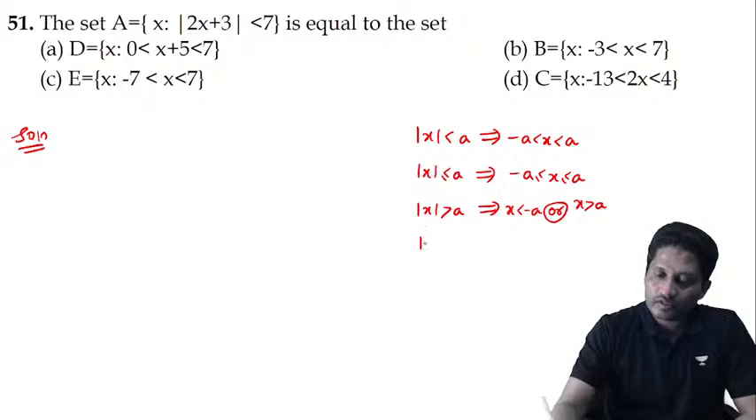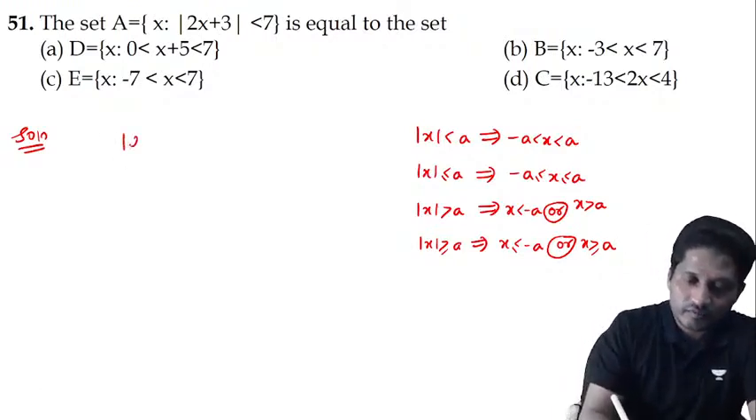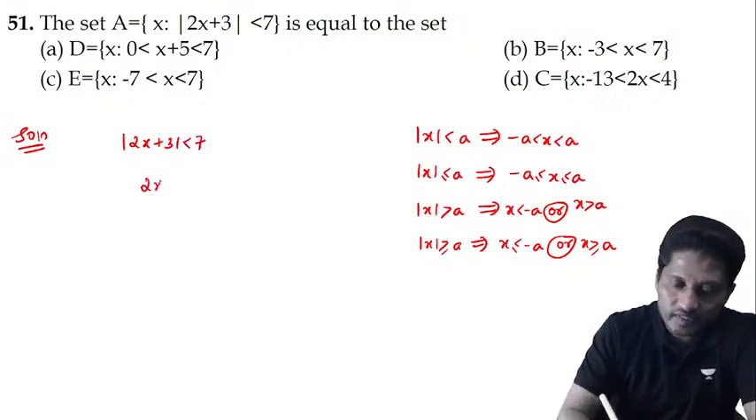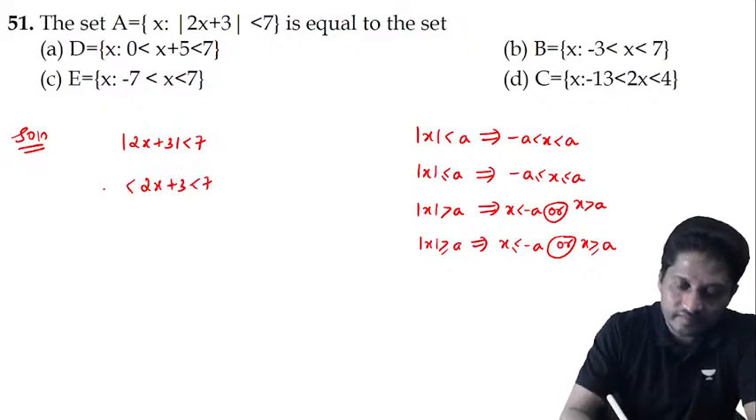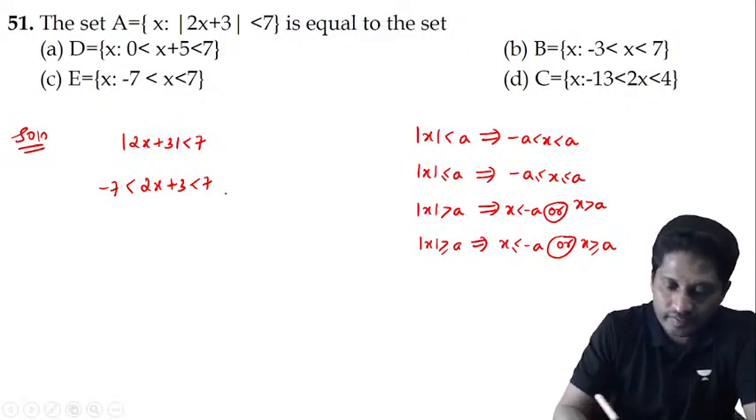Okay, and then modulus of x is greater than or equal to a, then x is less than or equal to minus a, or x is greater than or equal to a. So if I use these conditions, modulus of 2x plus 3 is less than 7. So this means that 2x plus 3 is less than 7 and greater than minus 7. Alright, I am supposed to find the values of x.